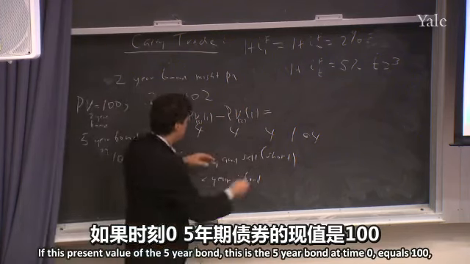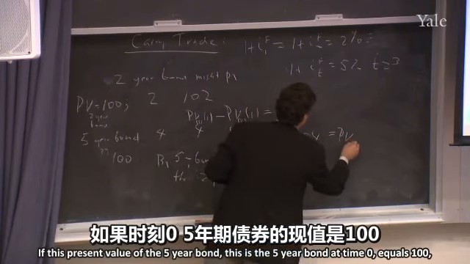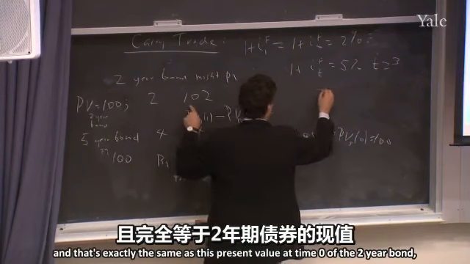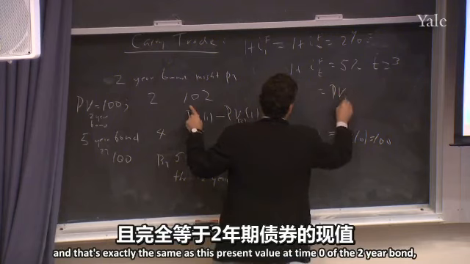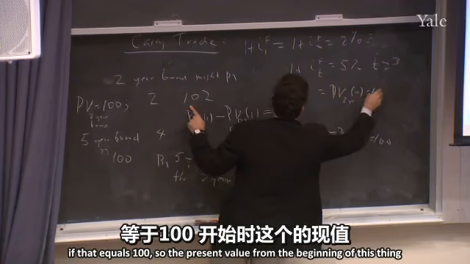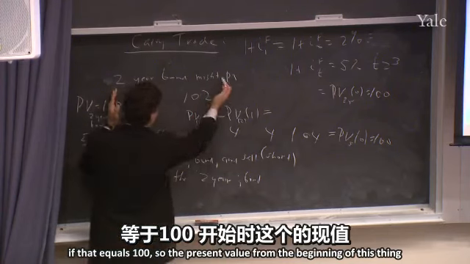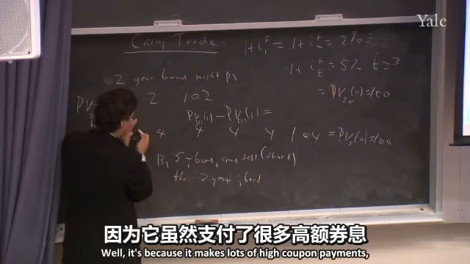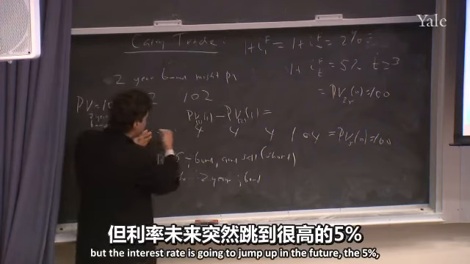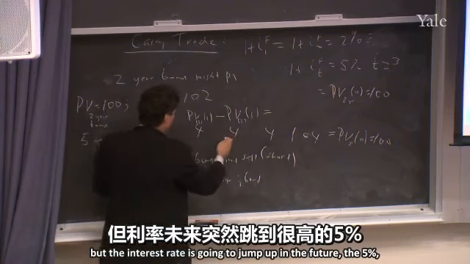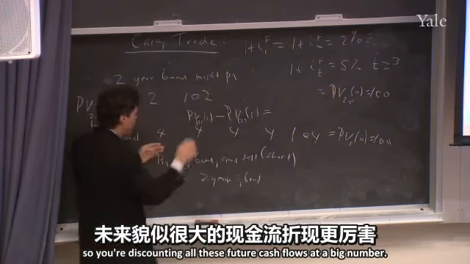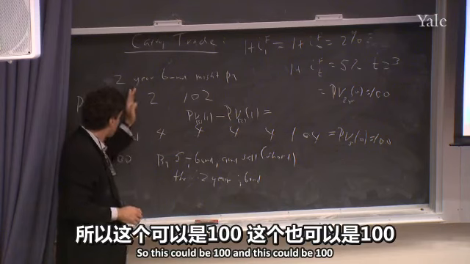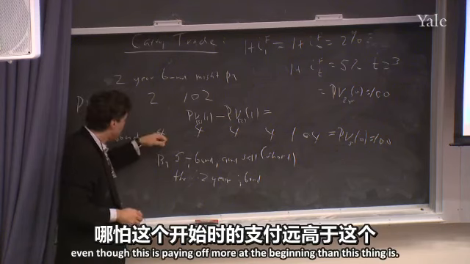If the present value of the 5-year bond at time 0 equals 100, and that's exactly the same as the present value at time 0 of the 2-year bond, which equals 100, how could this thing have value 100? Well, it's because it makes lots of high coupon payments, but the interest rate is going to jump up in the future to 5%. So you're discounting all these future cash flows at a big number. So all these things present valued could well equal 100. So this could be 100 and this could be 100, even though this is paying off more at the beginning than this thing is.